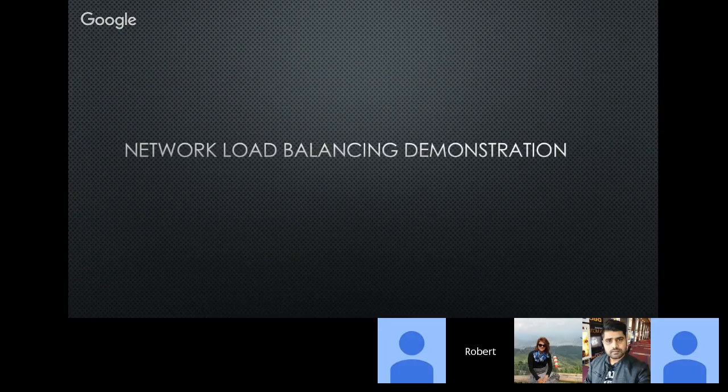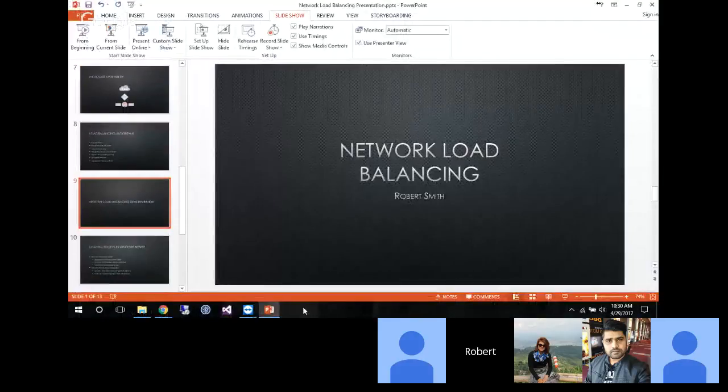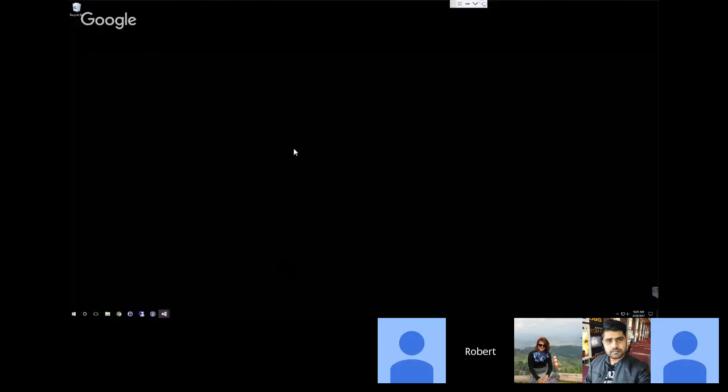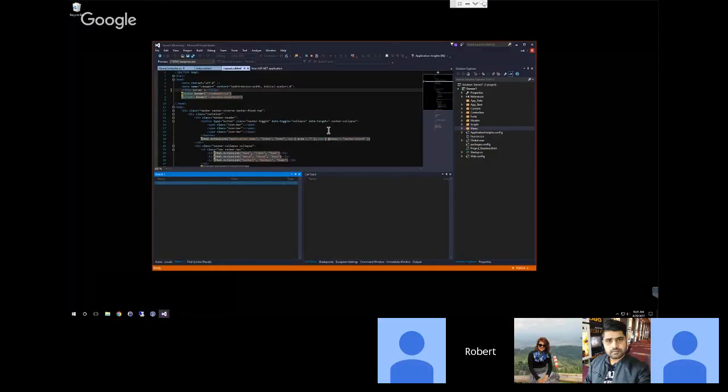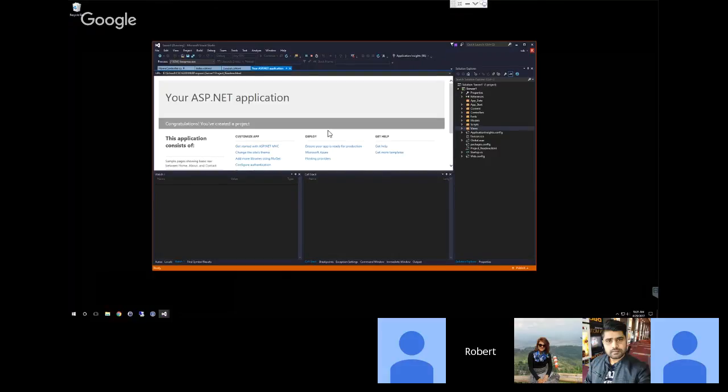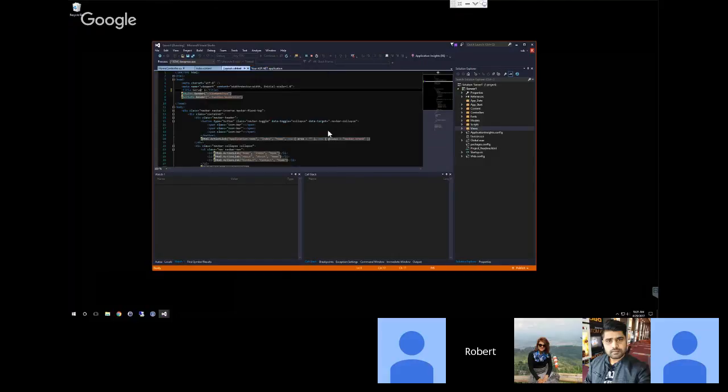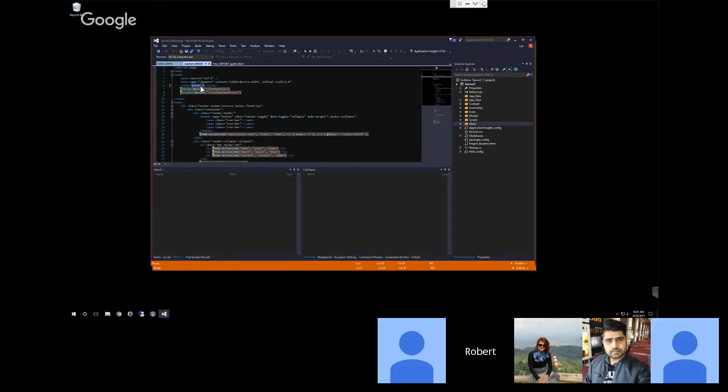All right, now I have a quick demonstration here. This is actually running on my desktop computer, so I'm going to use TeamViewer here to get in. So what I have here is two simple web applications running in Visual Studio. These are just the default MVC applications you get when you start a new project. The only thing that I changed is the title of the web page. This one, you can see, is server 1, and this one is completely identical except the title is server 2.